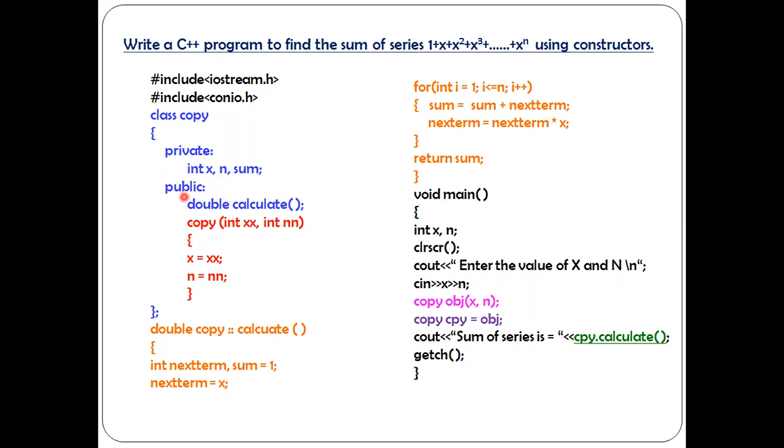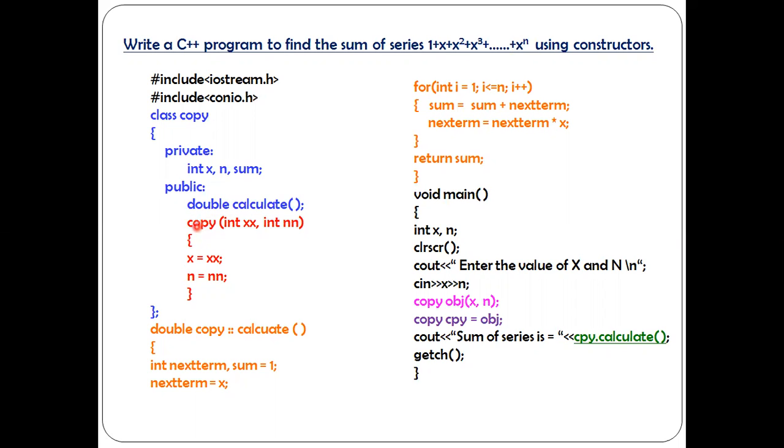So in the public section, we have just declared a member function, that is the calculate member function. This calculate member function will return what type of value? A double type of value. That is why the return type specifier is double.